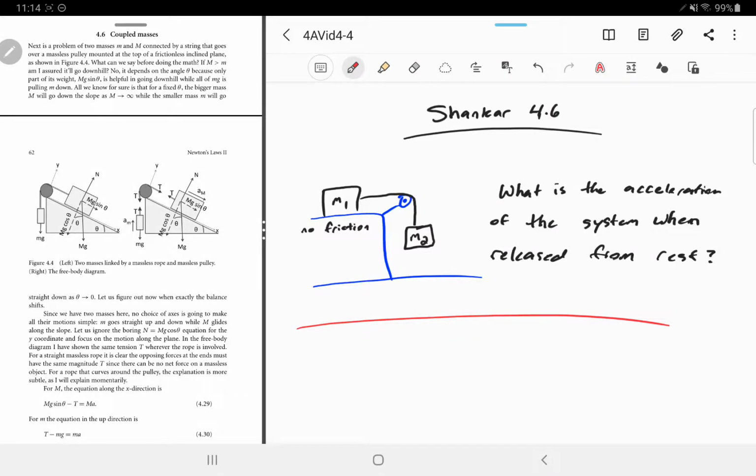All right, welcome to the video on coupled masses. This section of the book has to do with two masses that are connected via a rope or string that passes over a pulley that will change the direction that forces are applied.